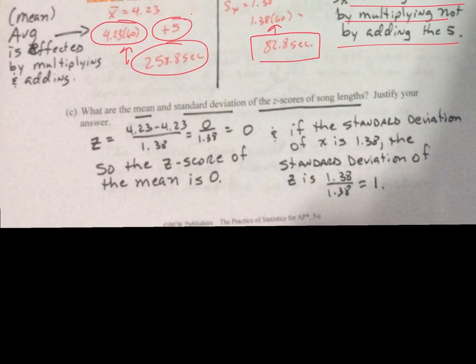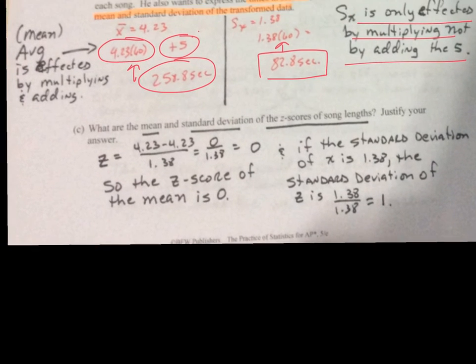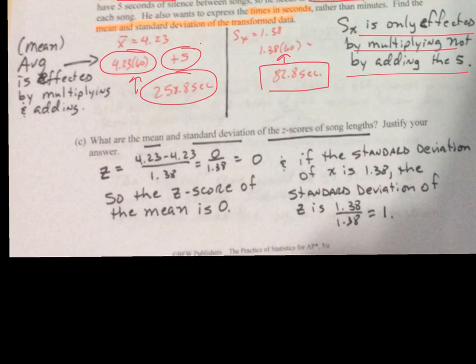Now, the last question, it says, what are the mean and standard deviation? Basically, it's asking, hey, when you have an average, what is its z-score? And if you take it through the process, you take the average minus the average divided by standard deviation, you'll get 0 over 1.38, which is just 0. And what that's trying to tell you is this. When you have a normal graph, your z-score is going to be 0, which, again, like we've talked about in class, is the same as your x-bar.